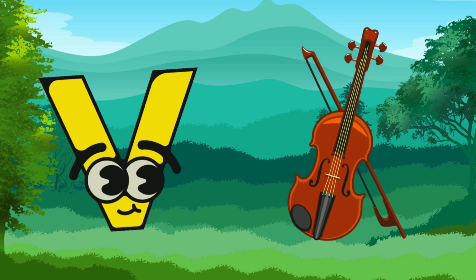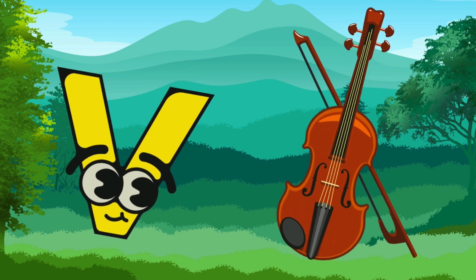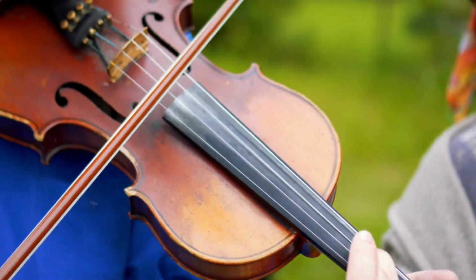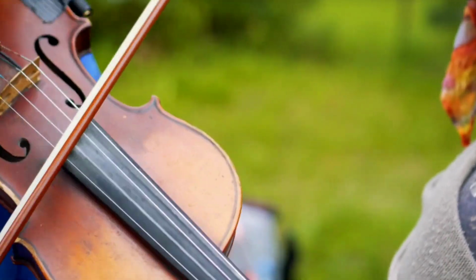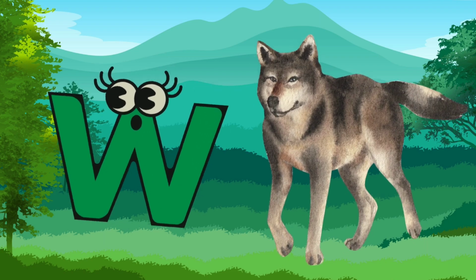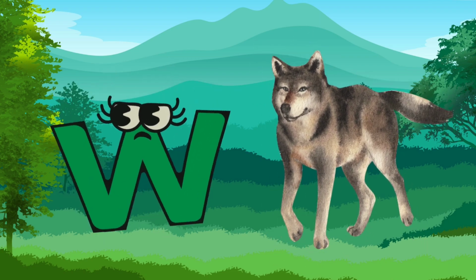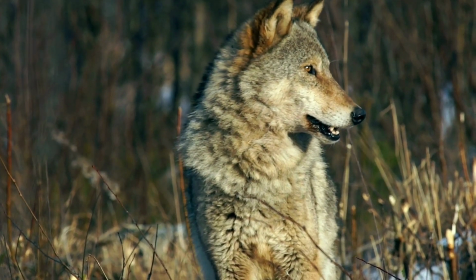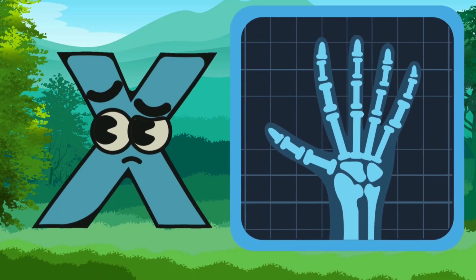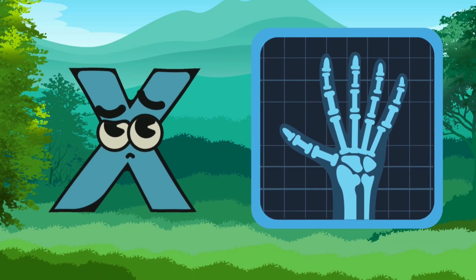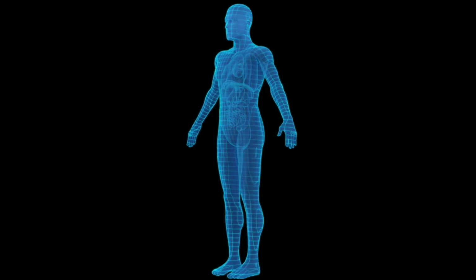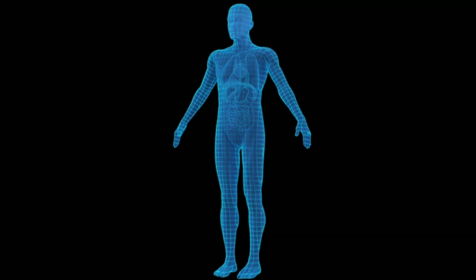V. V is violin. V for violin. W. W is wolf. W for wolf. X. X is x-ray. X for x-ray.